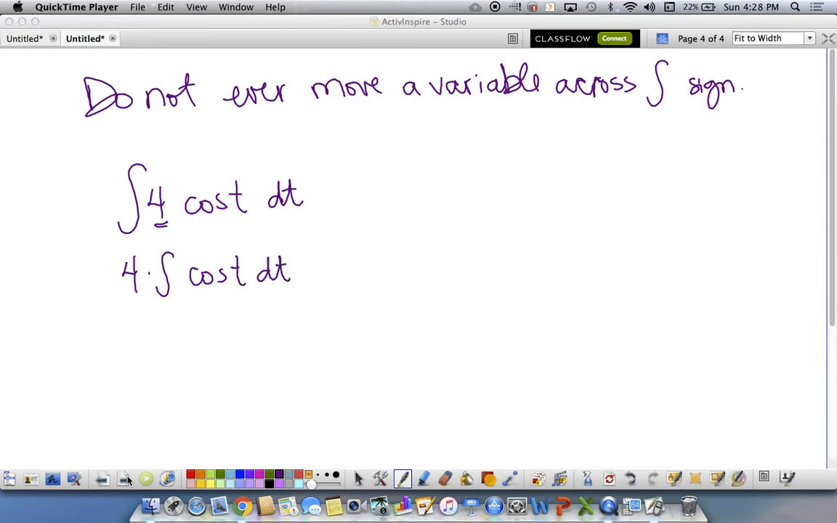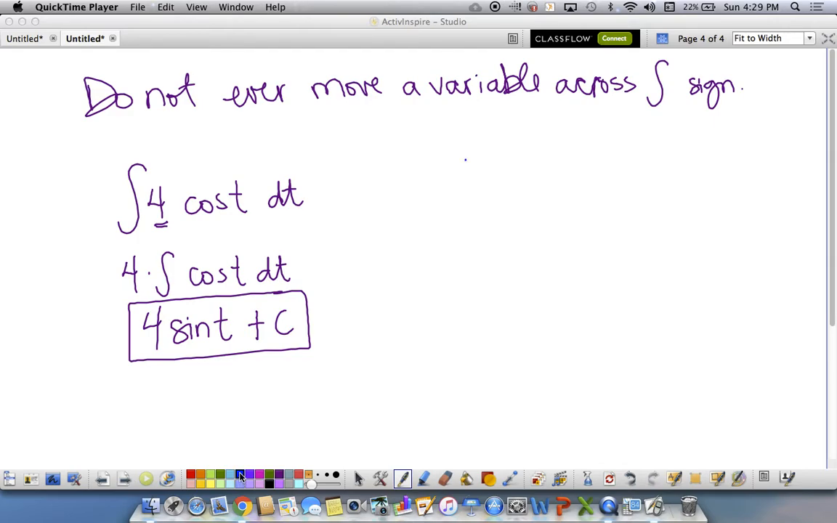Okay, what is the integral of cosine t? Yeah, you all said it. It's sine t. So that 4 times sine t would be 4 sine t plus some constant c. Okay, see how that's going to work? It's not going to be a huge big deal, really, but sometimes it might be.